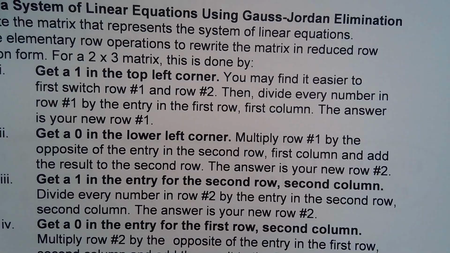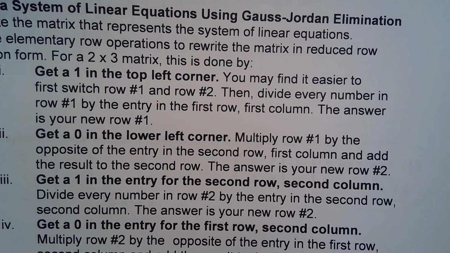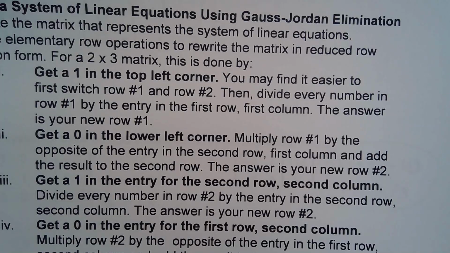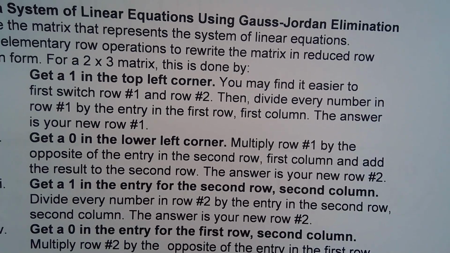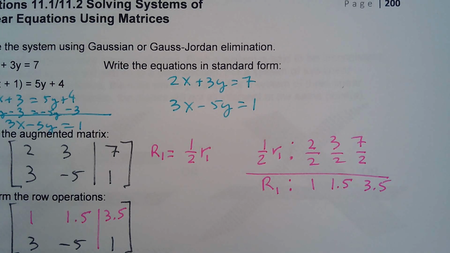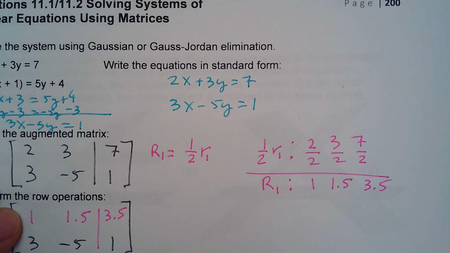I want to get a 0 in the lower left corner. So I want to multiply row number 1 by the opposite of the entry in the second row, first column, and add the result to the second row. And that's going to become my new row number 2. So I have a 3 down here, so I want to multiply row 1 by the opposite of 3, and I want to add that to row number 2. And my answer is going to be my new row number 2.